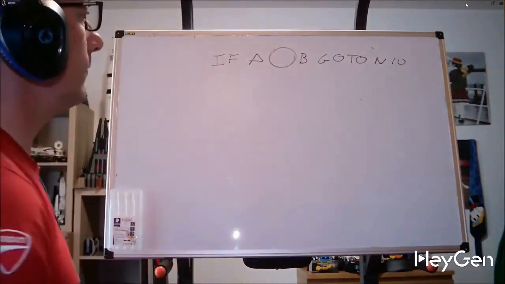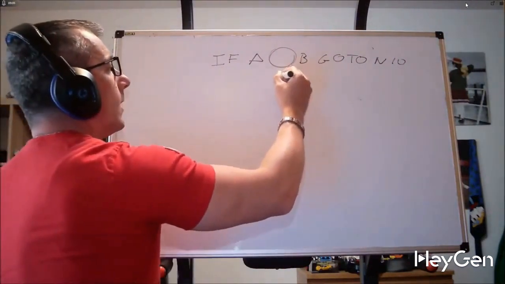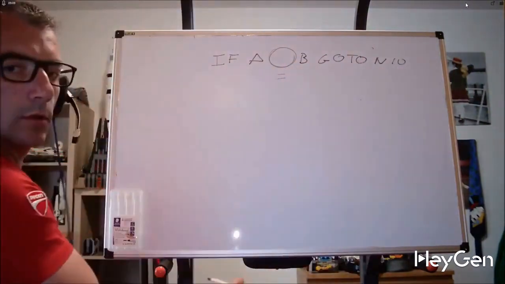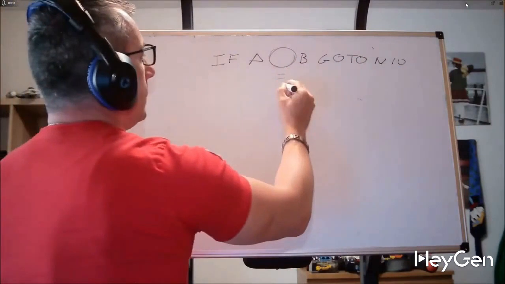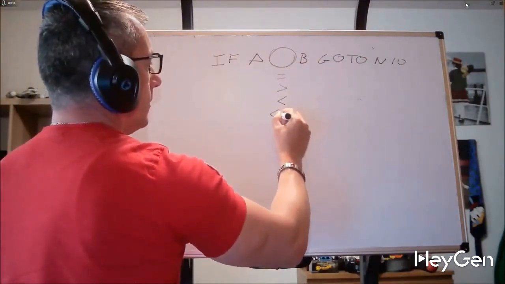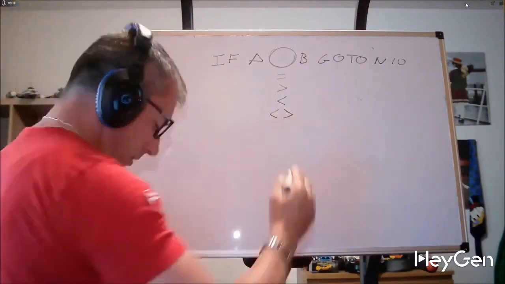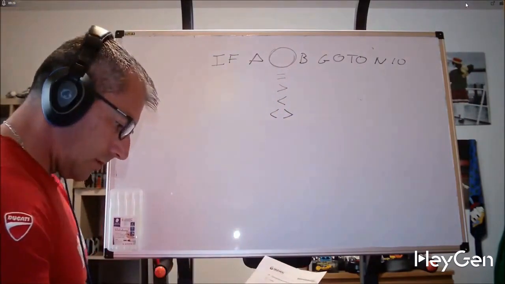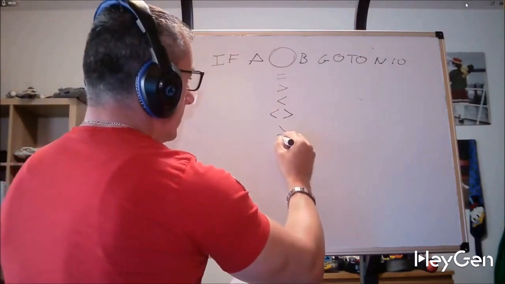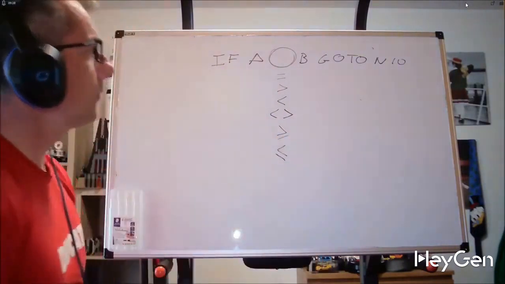If A is greater than, less than, greater than or equal to, or different, then we check if there's another greater than or equal to or less than or equal to. These are the conditions that can be checked between A and B.